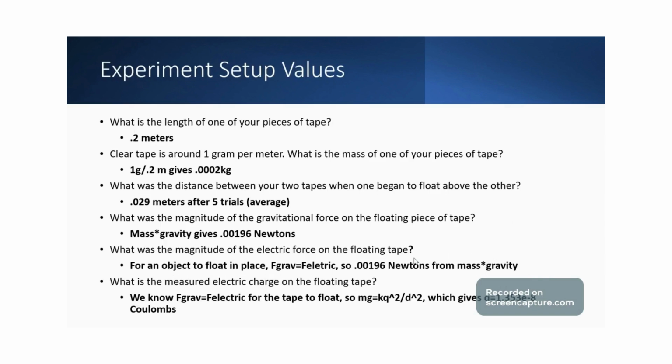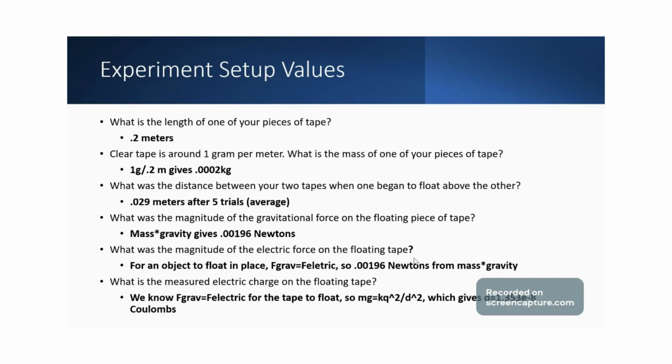The length of one of the pieces of tape was 0.2 meters, with the mass being 0.0002 kilograms. The distance between was 0.029 meters after an average of 5 trials, and the magnitude of the gravitational force was gotten with mass times gravity and gave 0.00196 newtons. The magnitude of the electric force was F grav equals F electric, since for an object to float in place, that has to be true. So that also gives 0.00196 newtons from mass times gravity.